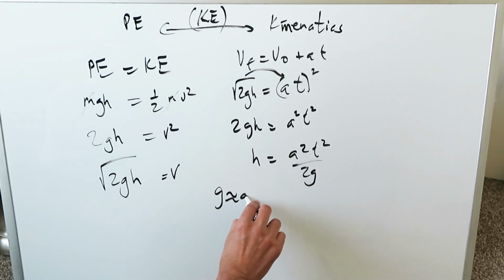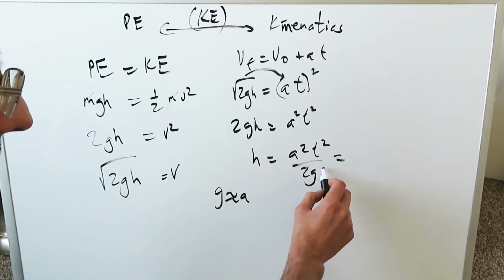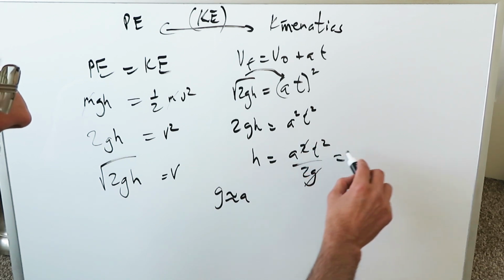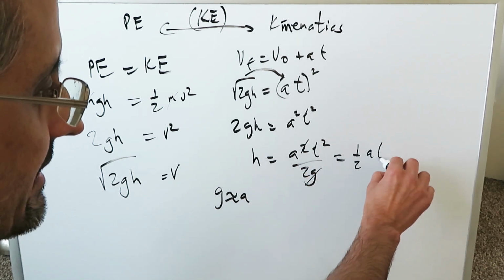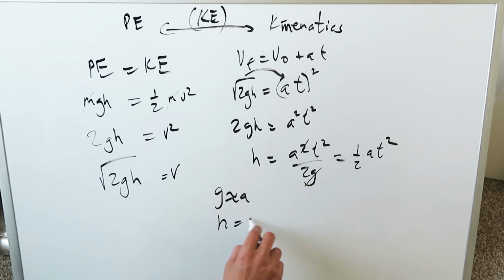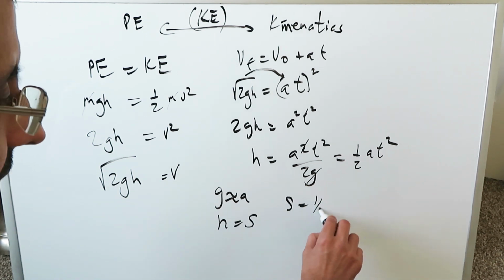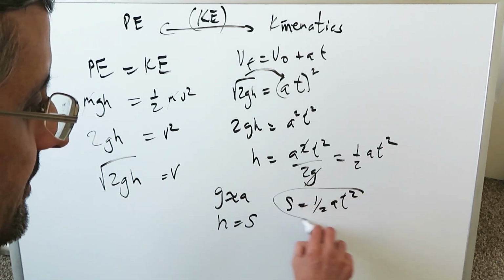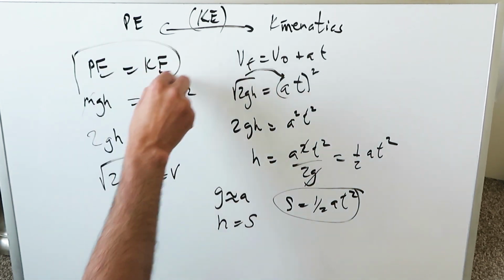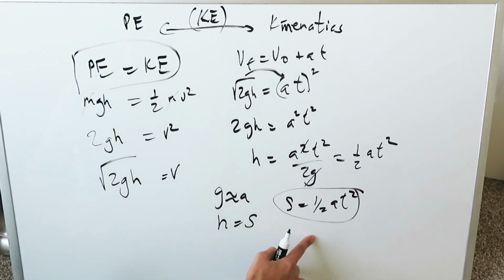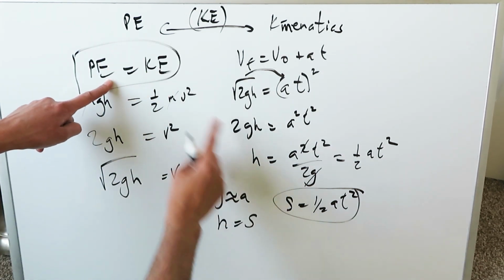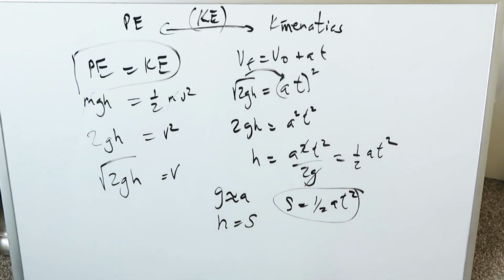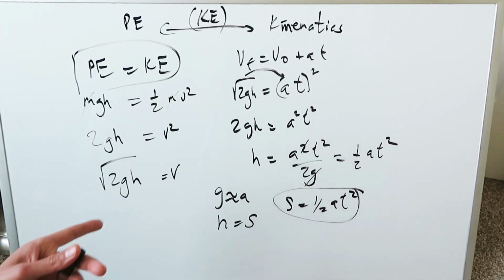g is synonymous with acceleration, and you're seeing this gravity will cancel out with one of the powers of your acceleration. You'll have half at squared. Height is synonymous with position. s is equal to half at squared. And you're seeing a reconciliation between these relationships, kinematics and potential energy by means of kinetic energy, and I've shown that to you, and that's what I wanted to show you here in this video.